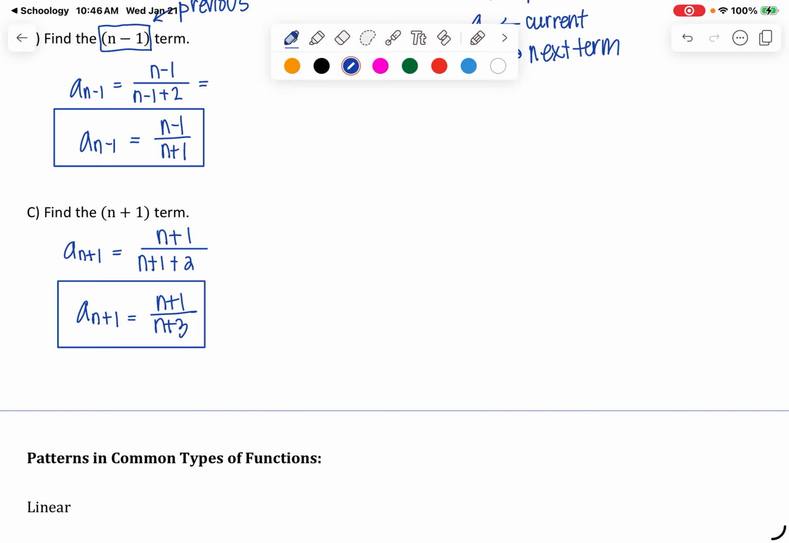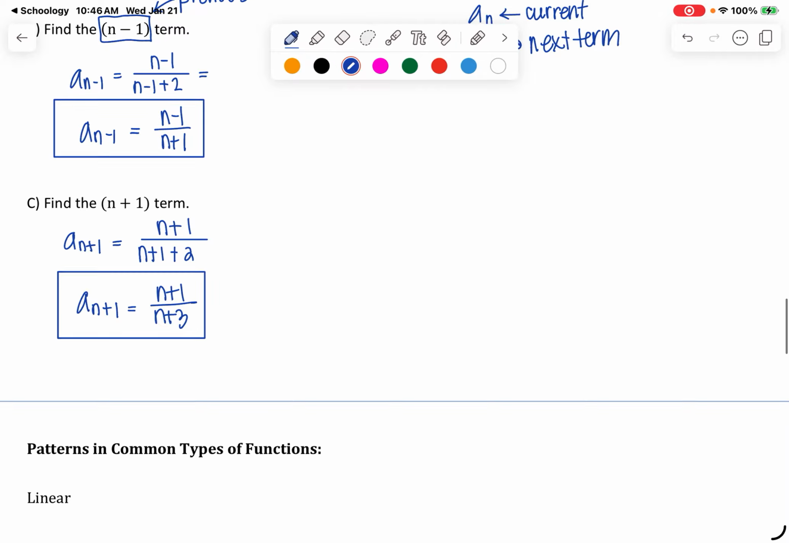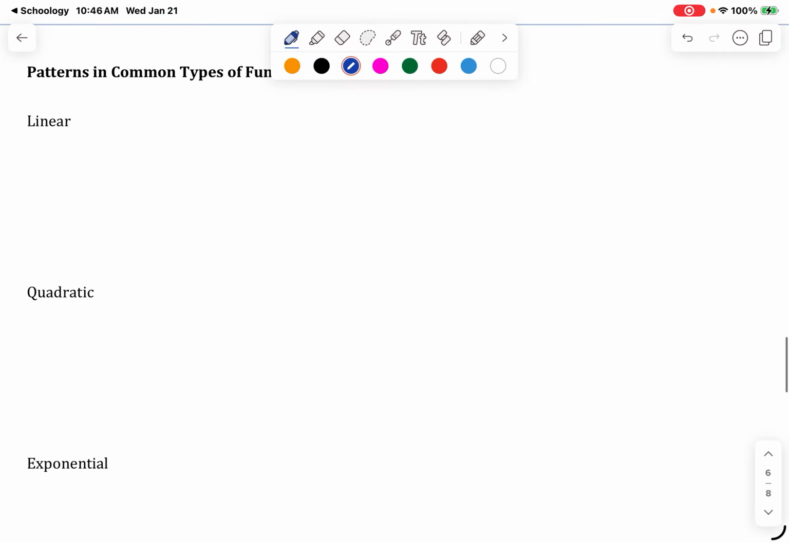Okay, so next, really quickly, we're going to talk about common patterns and the types of functions that are involved. These are types of patterns that you will see quite often in this chapter. First off, we've already talked about linear. I'm going to give you an example of a linear pattern: 5, 8, 11, 14, 17. This is a linear pattern, which we will be calling arithmetic in this chapter.